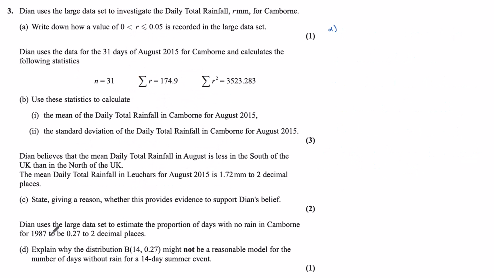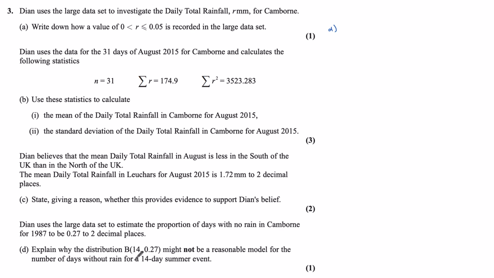Part D. Dean uses the large dataset to estimate the proportion of days with no rain in Camborne for 1987 to be 0.27 to 2 decimal places. Explain why the distribution binomial 14, with a probability of 0.27, might not be a reasonable model for the number of days without rain for a 14-day summer event.